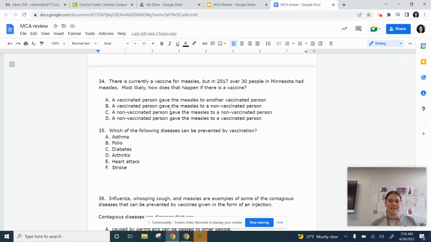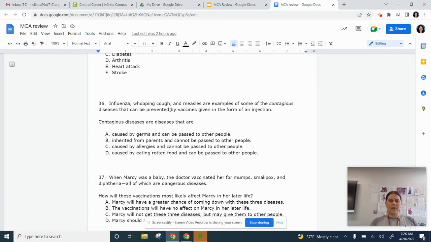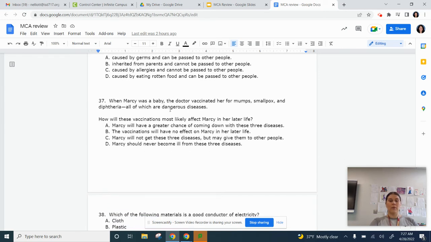35, which of the following diseases can be prevented by vaccination? Asthma, polio, diabetes, arthritis, heart attack, stroke. Influenza, whooping cough, and measles are examples of some of the contagious diseases that can be prevented by vaccines given in the form of an injection. An injection is a shot. Contagious diseases are diseases that are caused by germs and can be passed to other people, inherited from parents and cannot be passed to other people, caused by allergies and cannot be passed to other people, caused by eating rotten food and can be passed to other people.